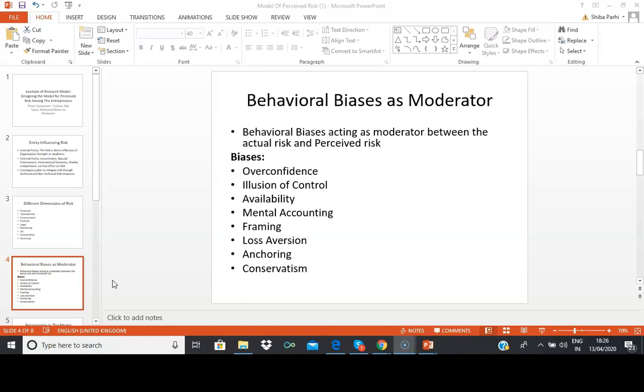Or sometimes people may also underestimate the risk. Sometimes someone may be suffering from a very serious chronic disease, but because of overconfidence, he or she may underestimate the actual risk. So these are the behavioral biases that may escalate or diminish the risk that a person, or an entrepreneur, is facing in his or her business.